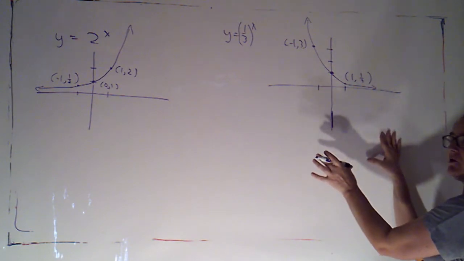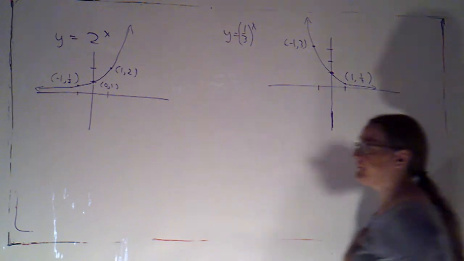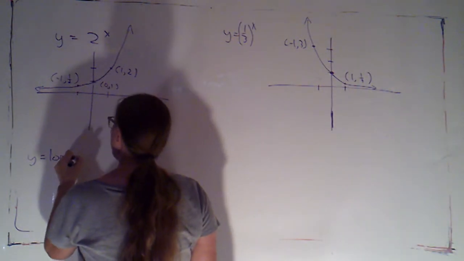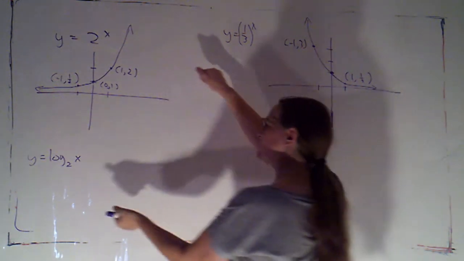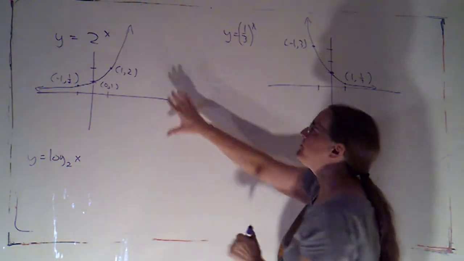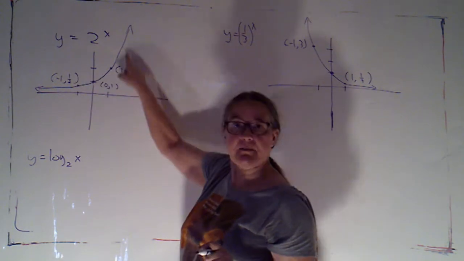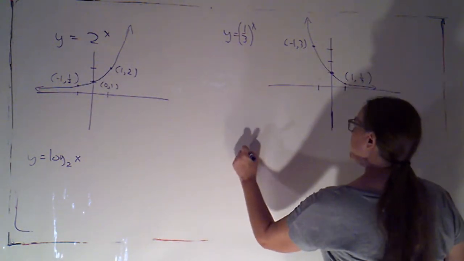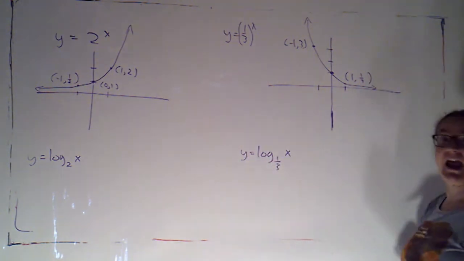What I want you to do is pause the video and graph for me y equals the log base 2 of x. You're going to get that by just turning. Remember, we rotate 90 degrees to the right, and then we flip top to bottom. Turn and flip this graph. Keep track of what these 3 points become. Same thing here. Graph for me y equals the log base 1/3 of x.